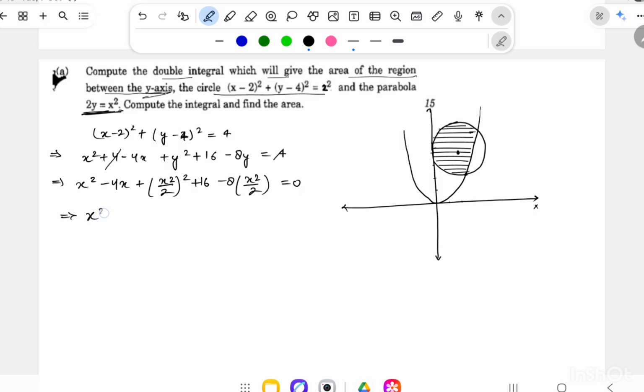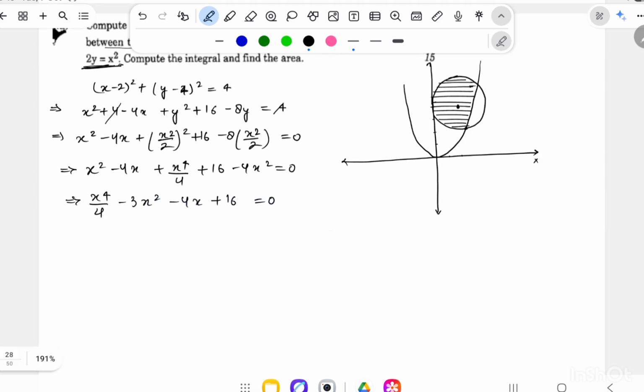That basically gives me x square minus 4x plus x raised 4 by 4 plus 16 minus 4x square equals to 0, and it simplifies to x raised 4 by 4 minus 3x square minus 4x plus 16 equals to 0, which is equals to x raised 4 minus 12x square minus 16x plus 64 equals to 0. So we need to solve this equation in order to get the value of x, and then we can solve for y using the equation of parabola.